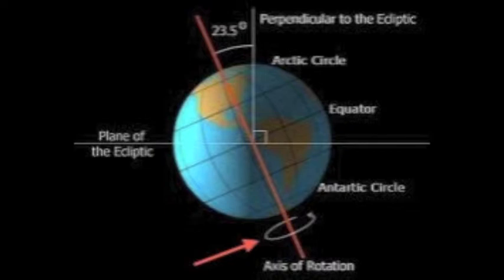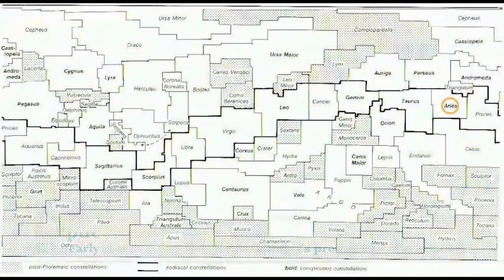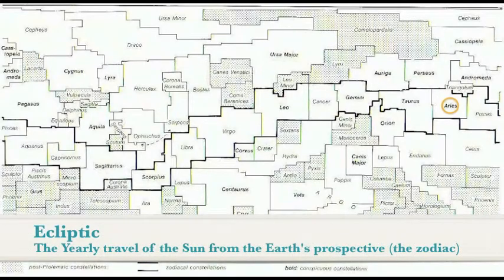The seasons are due to a constant wobble of the rotational axis. This wobble has 4 distinct moments that we pay close attention to, namely the 4 seasons. During the year, the Sun travels throughout the zodiac. We call it the ecliptic.